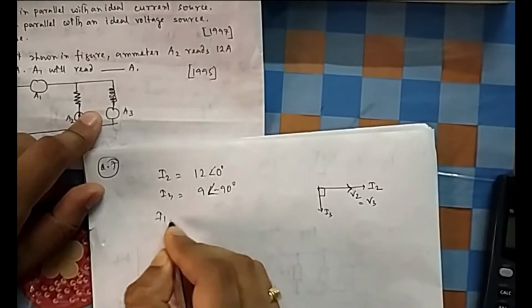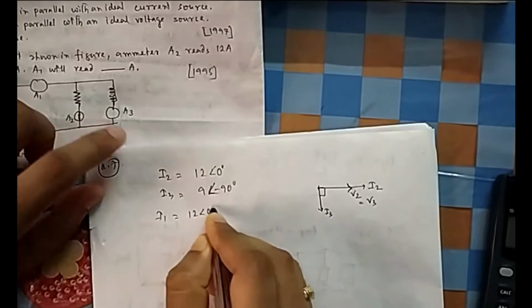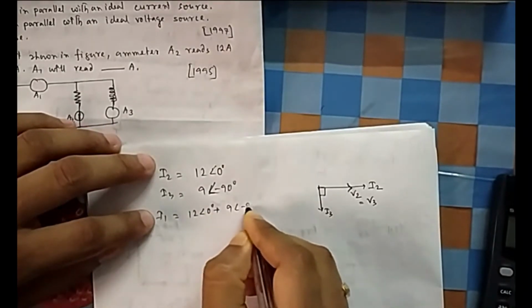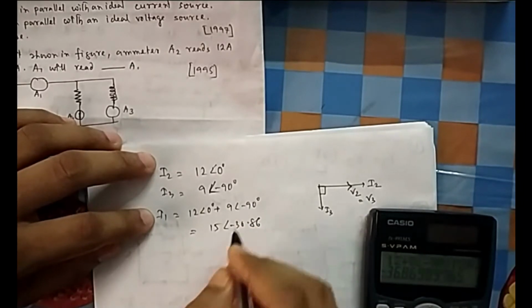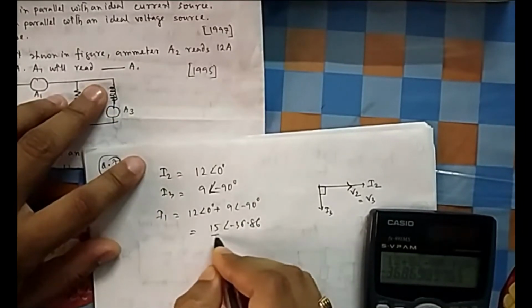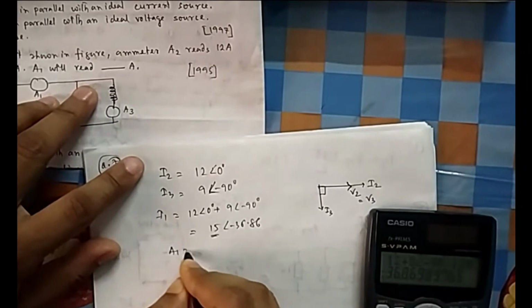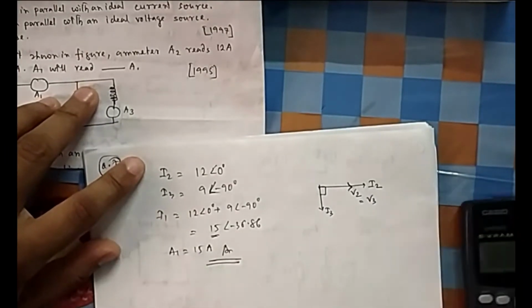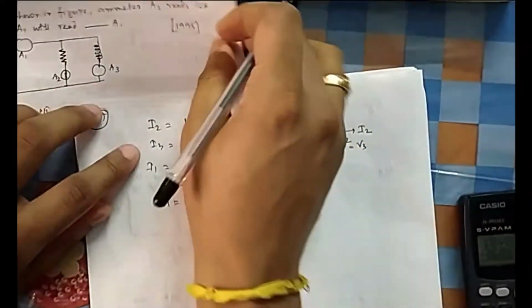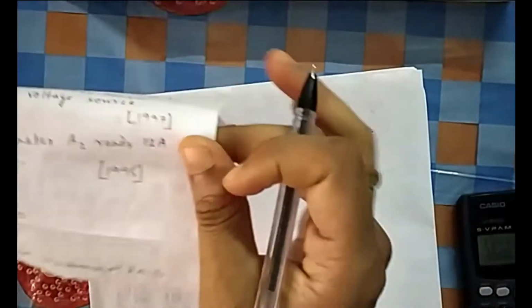So what will your I1 be? I1 will be equal to the sum of these two. The question is very basic, so it is 15 at an angle of minus 36.86. But in an ammeter you will read only 15, so your A1 will read 15 ampere. That is the answer. So these are very basic questions on simple phasor diagrams.